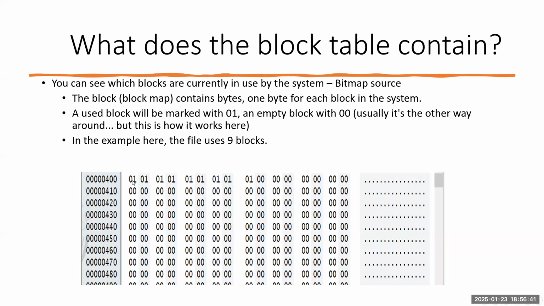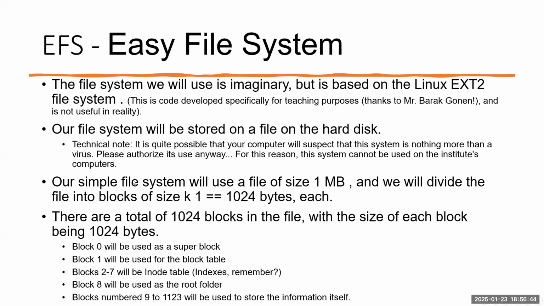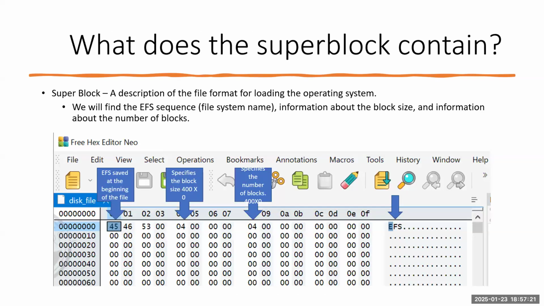So for example, in the second block, remember we said block 0 will be used as a super block, we finished with that. All it had in it, we wasted one block just on saying, what's the description of our system? Our system is called DFS, and it has blocks of size 400, and there are 400 blocks, and that was it, that's block 0. Block 1 will be used for the block table. What do we mean by block table? Which blocks are allocated and which are not, so that if we create a new file, we can find free blocks, so we need to keep track of what's free and what's not free.